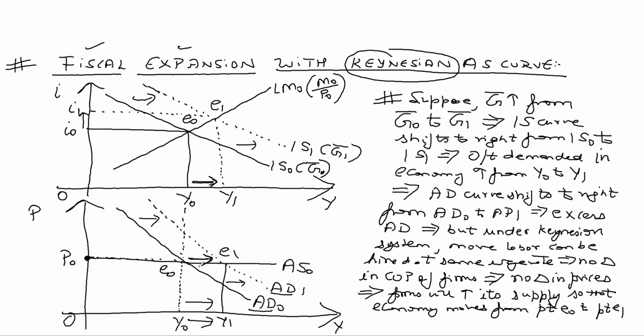So I hope all the students are clear with this. Also, one important thing to remember, this is output demanded. But this denotes output demanded and supplied, because we have the AS curve also. First diagram is only output demanded on the horizontal axis, but the second diagram is output demanded and supplied. So this is where I stop in this lecture.